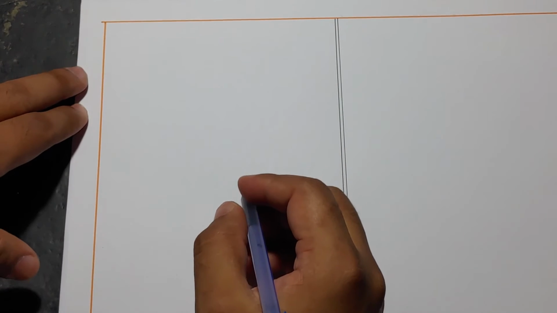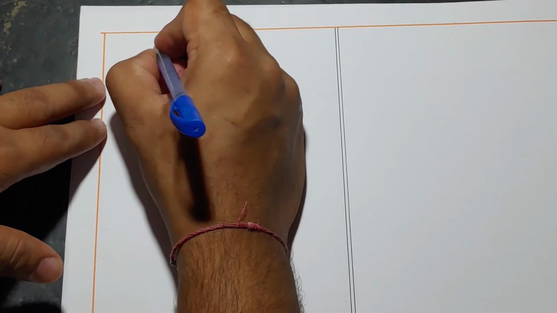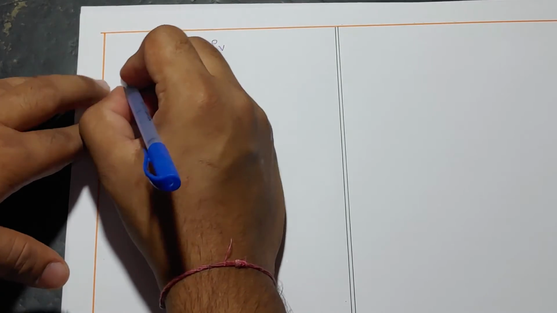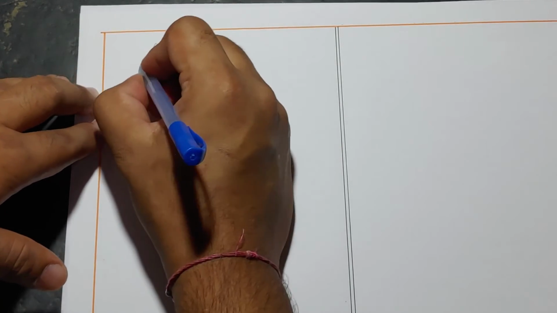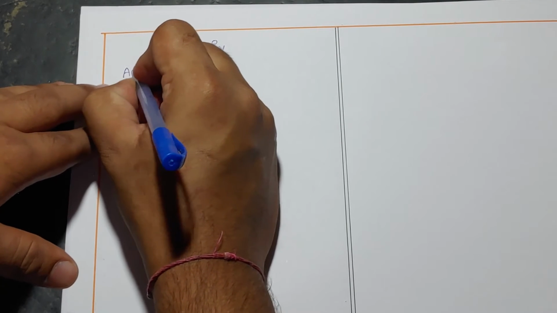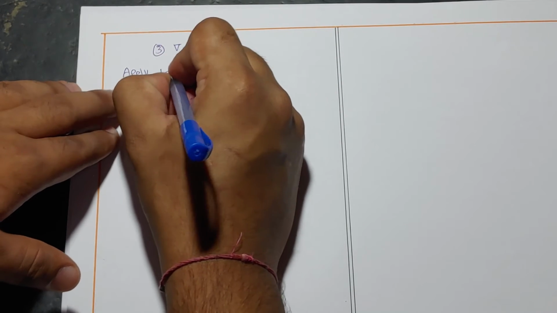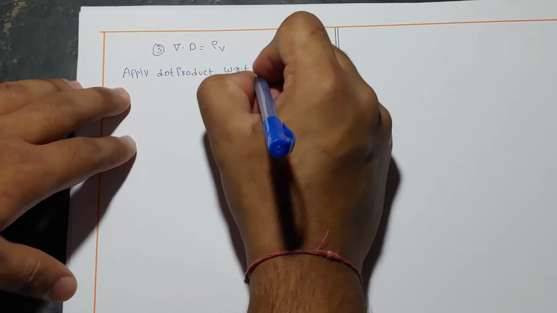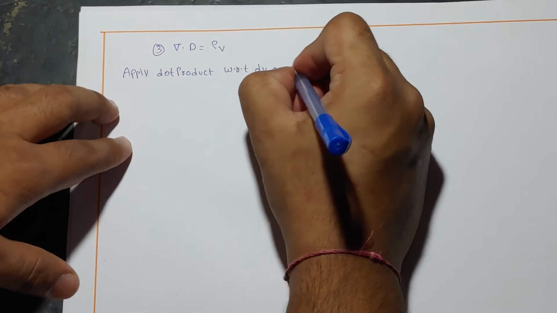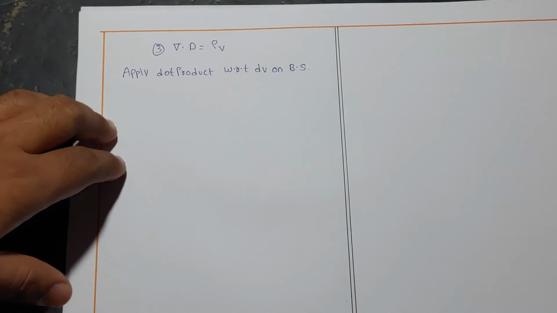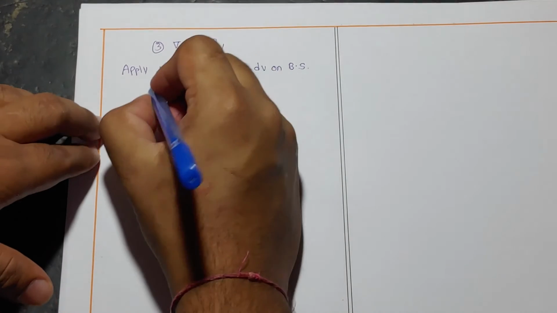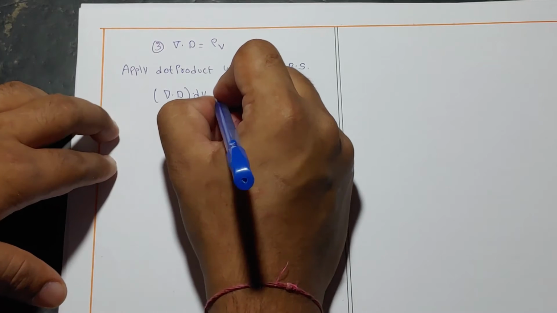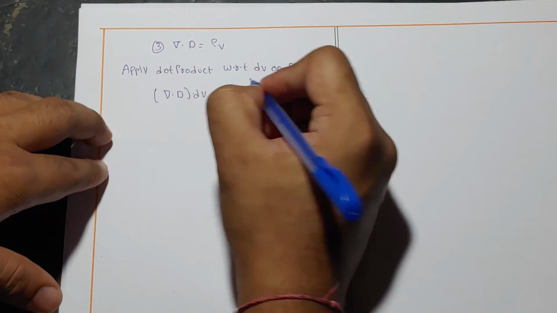Now let us solve for the Maxwell third equation in time varying field, that is del dot D is equal to rho v. As this is in the dot product, apply dot product with respect to dv on both sides. That is del dot D times dv is equal to rho v dv.